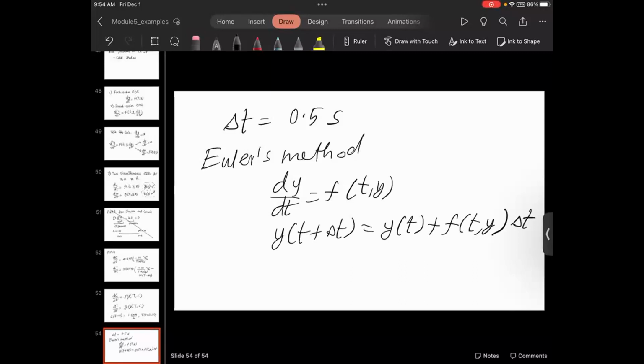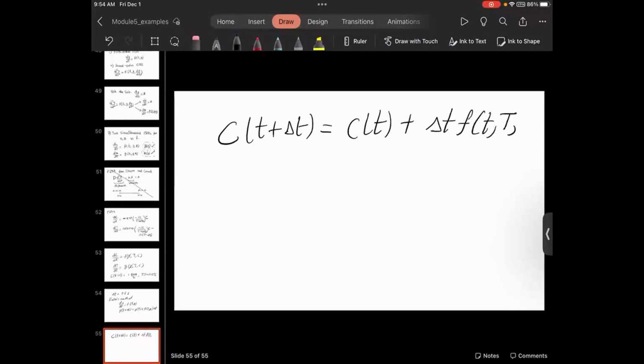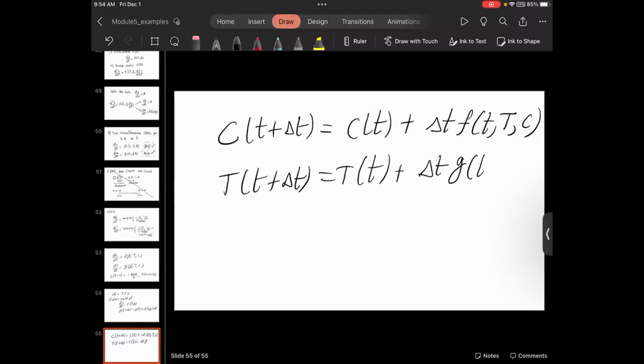So what we want to do for this problem is to write C at the next time step as the value of C at the current time step plus delta t multiplied by f of t, temperature and concentration. And same thing for temperature: T at t plus delta t multiplied by g of temperature and concentration. Now, both of you just try to look at this and tell me if this step makes sense to you, because if it does, the next step is just plugging in numbers.